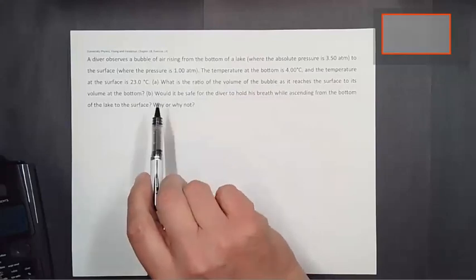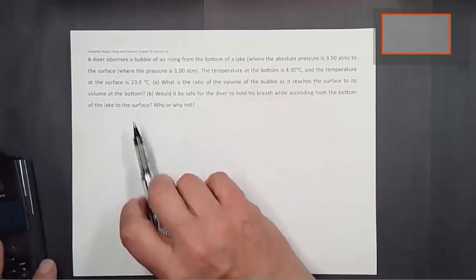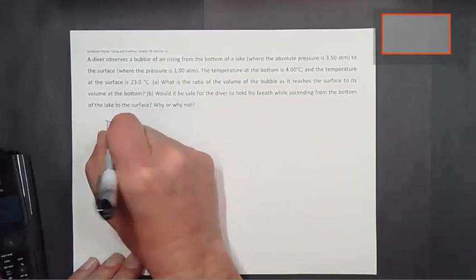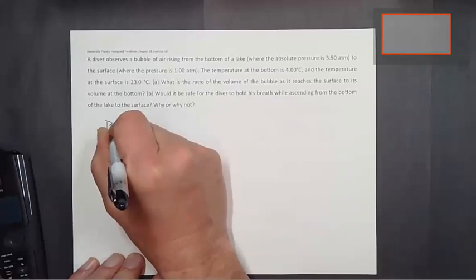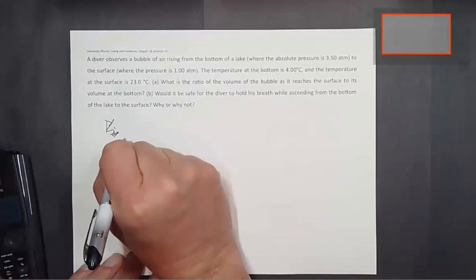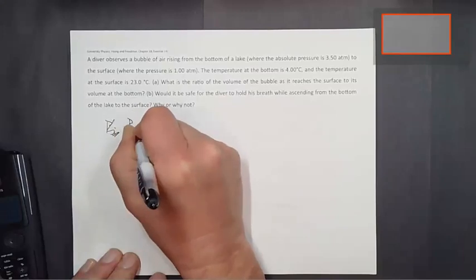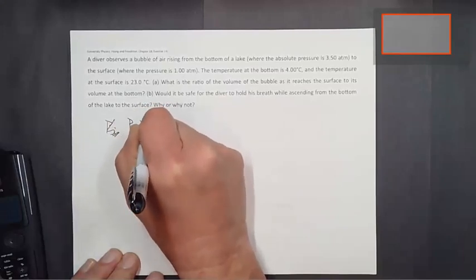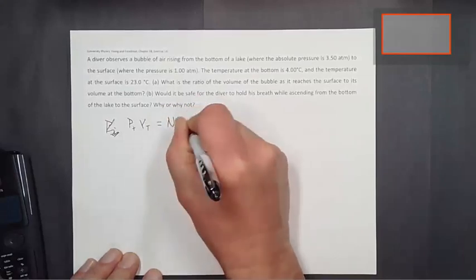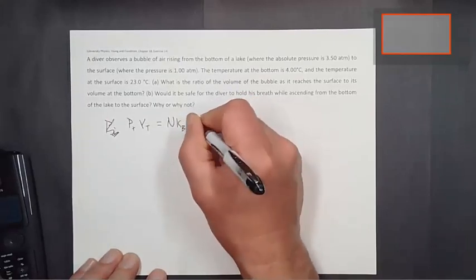What's the ratio of the volume of the bubble as it reaches the surface to its volume at the bottom? Well, I'm going to set up an equation here. P top, V top equals N k sub B T top.